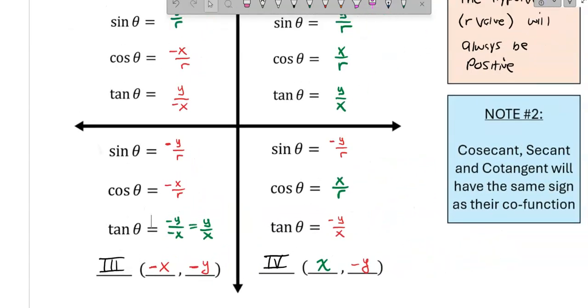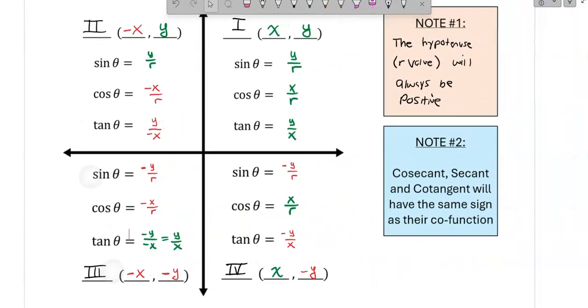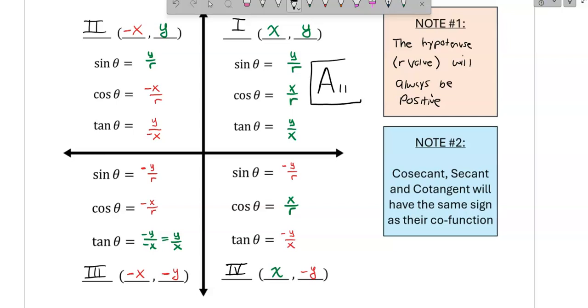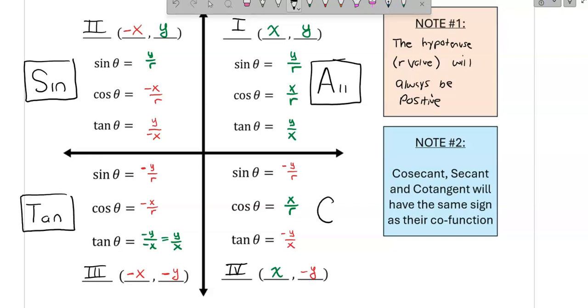So when we zoom out and take a look at this as a whole, we can actually use a shortcut to help us remember where certain trig values are positive versus negative. So in quadrant 1, all of the trig functions are going to be positive. I'll box that in. In quadrant 2, sine is the only one that is positive. In quadrant 3, tangent is the only one that is positive. And finally, in quadrant 4, cosine is the only one that's positive.